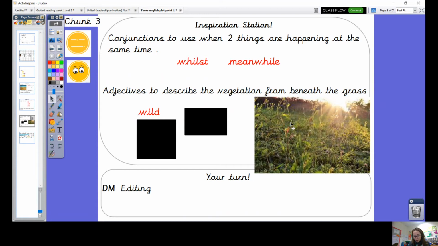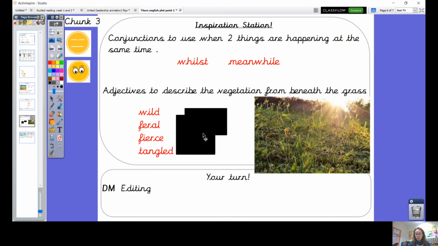And if you look in the picture, it's not like a garden. It's not like garden grass that's all very regimented and neat. This is actually in the wild. So my first idea for an adjective is going to be wild. It's messy, yeah? So pause the video, have a think of some more words to describe, some adjectives, the way that the vegetation has grown. Do that now.